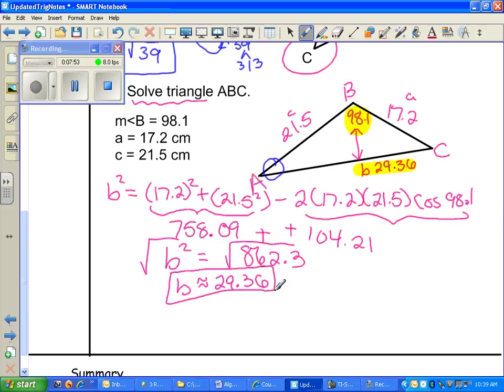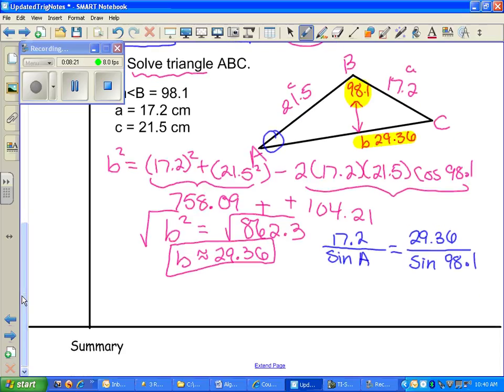So if I'm going to find A, I'm going to put side A, which is 17.2, over the sine of A, which we don't know, equal to, and I need to use B because I have angle B. So side B, 29.36, over the sine of angle B, and B is 98.1. So cross multiplying, 17.2 sine 98.1 equals 29.36 sine A.